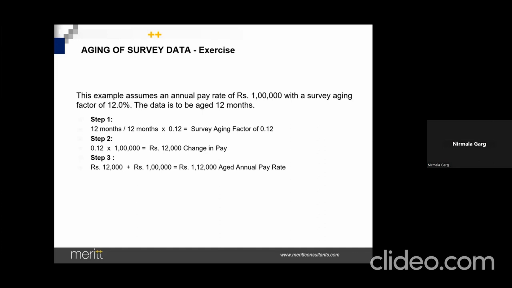I want the fraction. I'll tell you why I said 2 times. When you do 12 months, say for example, the data has to be aged 24 months. So when you do it for 12 months, what will you get? 1,12,000, from 1 lakh. Now you will use that 1,12,000 for the next 12 months.